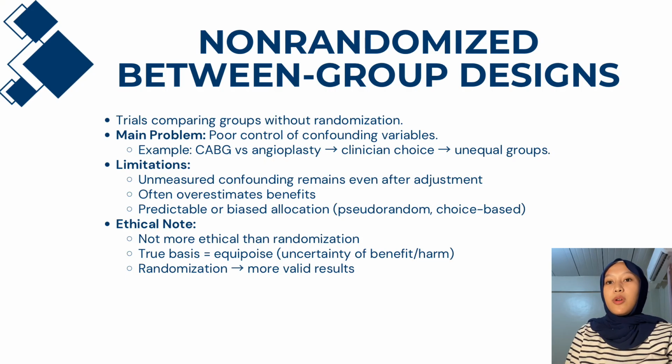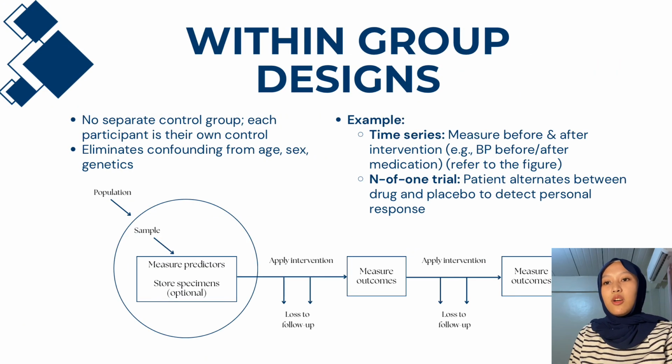Allowing choice may seem more ethical, but true ethics in research require equipoise, genuine uncertainty about which treatment is better, which randomization best preserves. In contrast, within group designs use each participant as their own control, reducing variation from factors like age, sex, or genetics. Examples include time series studies where outcomes are measured before and after an intervention, and N-of-1 trials where a single patient alternates between treatment and placebo.